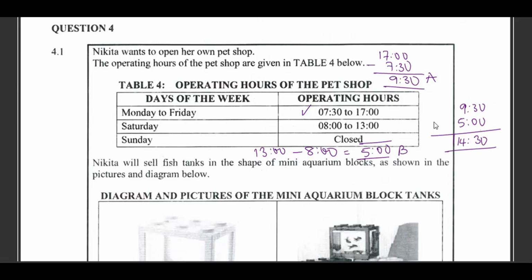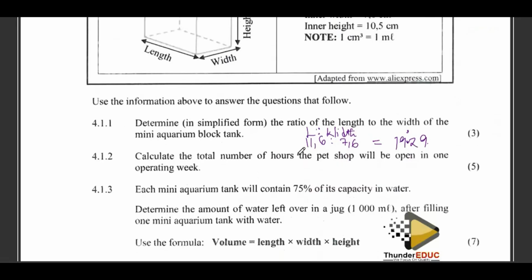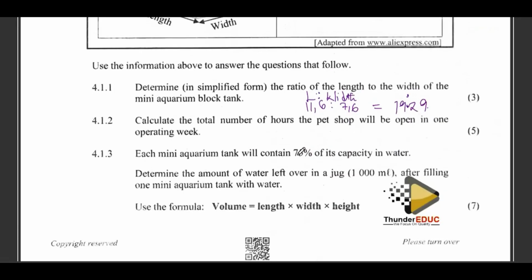In 1 week, it will be open 14 hours and 30 minutes. Let's look at 4.1.3. Calculate the total number that will be done.